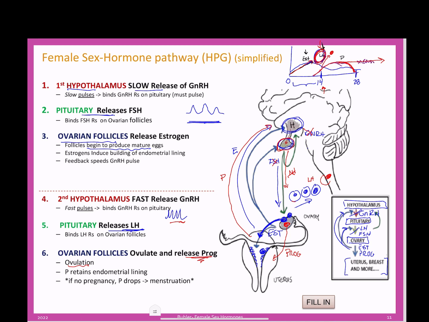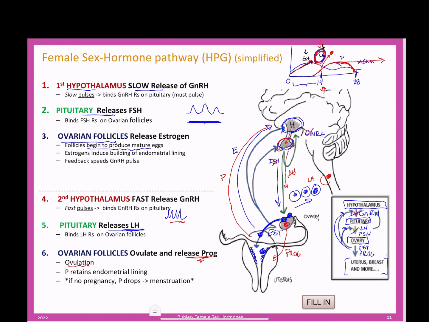Very rare. So first half, the hypothalamus gives a release of GnRH that causes the pituitary to release FSH, that causes the ovarian follicles to begin to mature eggs and to release estrogen. That estrogen causes the endometrial lining to grow and build. It then comes and the estrogen feedbacks onto the hypothalamus and pituitary, which now release LH, which binds to LH receptors on the ovarian follicles and tells them to go ahead and ovulate.